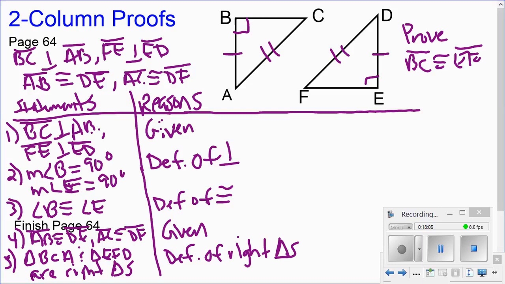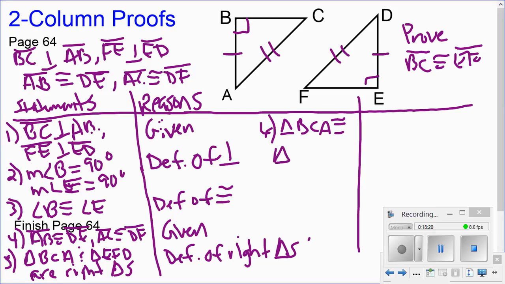I'm just going to continue my statements and reasons over here. So 6 is triangle BCA is congruent to triangle, let's check my order here, starting with E. I did BC, so that means EF, and then D. And my reason is hypotenuse, leg. So I already said they're right triangles, and the hypotenuse is congruent and the legs are congruent. Therefore, the triangles are congruent by hypotenuse, leg.